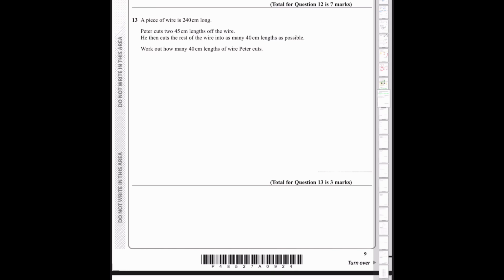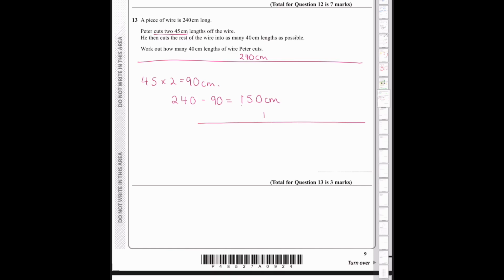So first of all, let's just draw this so that we've got some kind of image in your mind to understand this. Here's our piece of wire, and it's 240 centimetres long. Peter's going to cut 2 45-centimetre pieces. So 45 times 2 is 90 centimetres. The first thing I need to do is 240 take away 90, because he's going to cut them off first. So 240 take away 90 is 150 centimetres. Now we've taken off the 90 and we're just left with this wire which measures 150 centimetres.